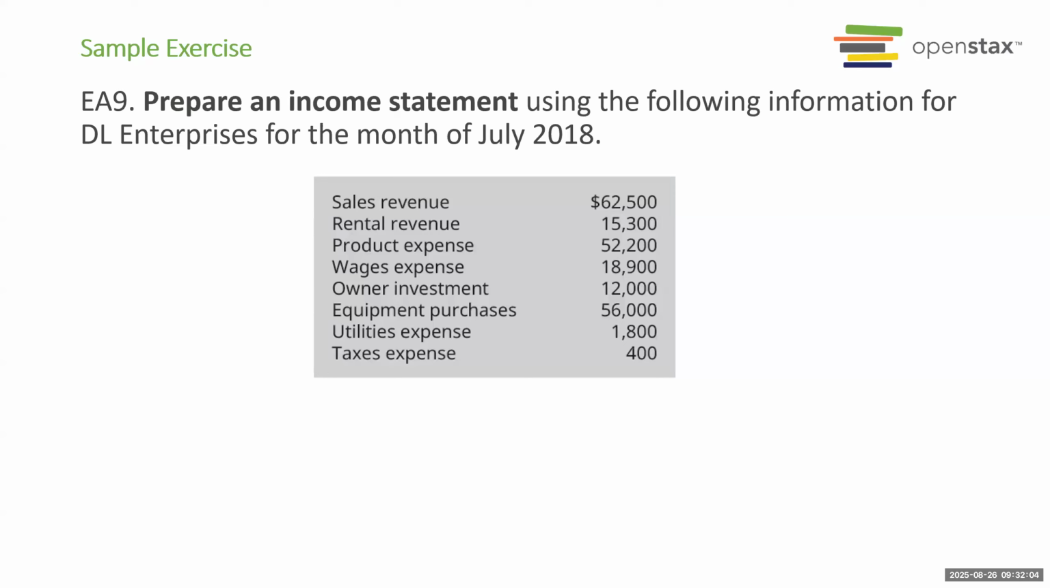So an example, EA9, prepare an income statement using the following information. You have sales revenue of $62,500. You have rental revenue of $15,300. You have product expenses of $52,200. Wages expense of $18,900. Owner's investment of $12,000. And owner's investment is what the owners have put into the business. You have equipment purchases of $56,000, utilities expense of $1,800, and taxes of $400.